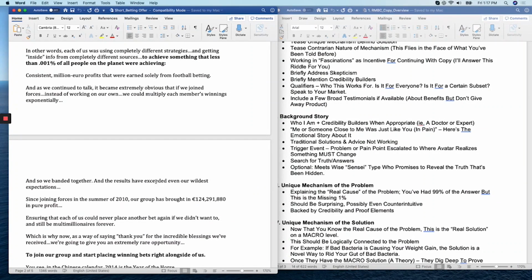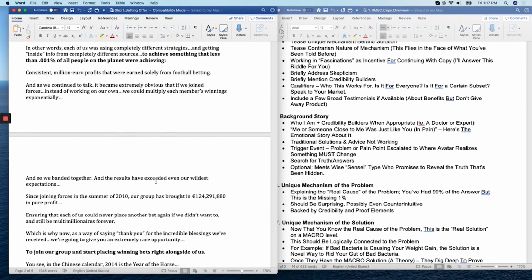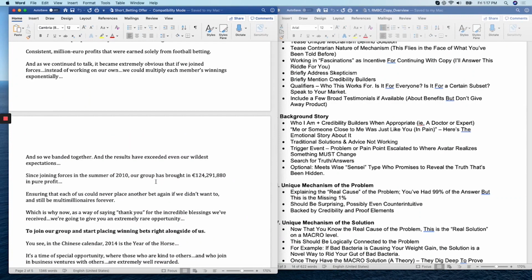Since joining forces in the summer of 2010, our group has brought in 124 million euros in pure profit, ensuring that each of us could never place another bet again if we didn't want to and still be multimillionaires forever.